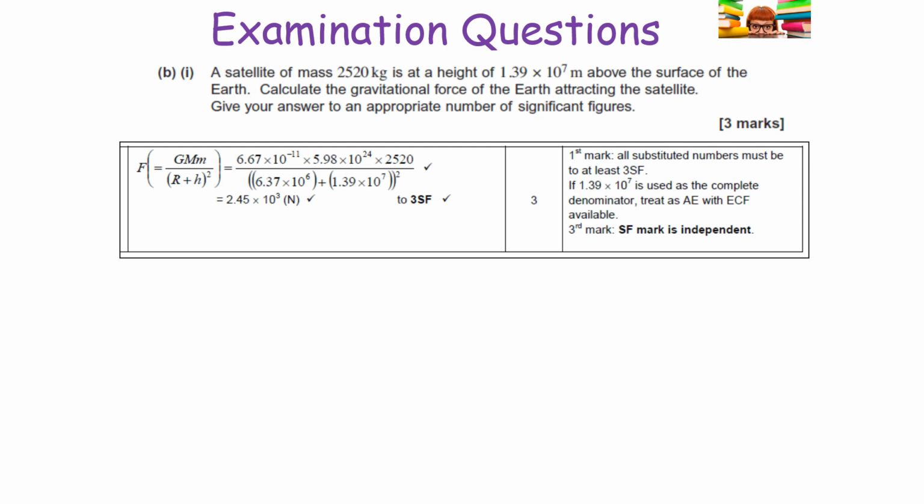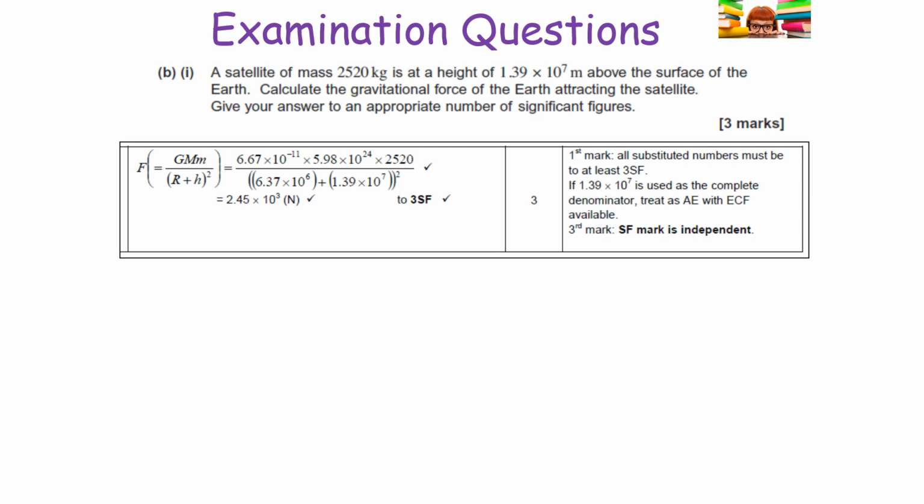So we pop all our numbers in. Now remember, it's the Earth. We get the mass of the Earth from the equation sheet. It's 5.98 times 10 to the 24. You're given the mass of the satellite, and you should be able to get the gravitational constant from, again, the equation sheet, 6.67 times 10 to the minus 11.